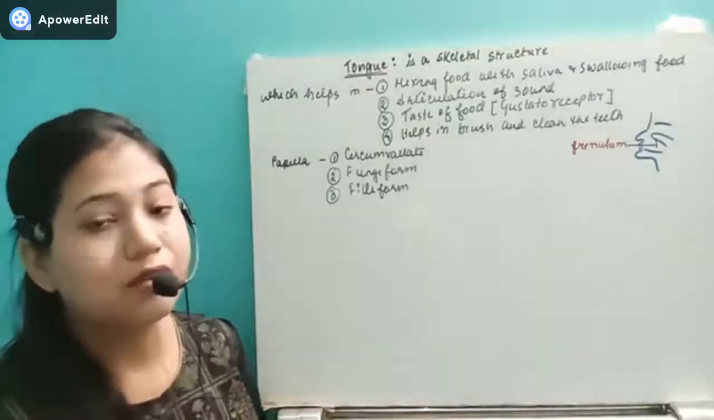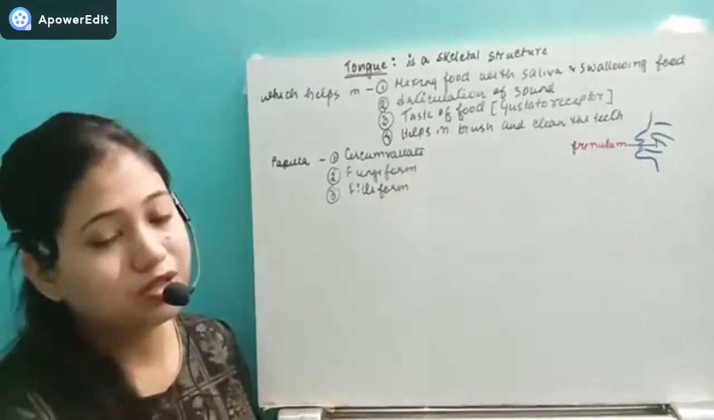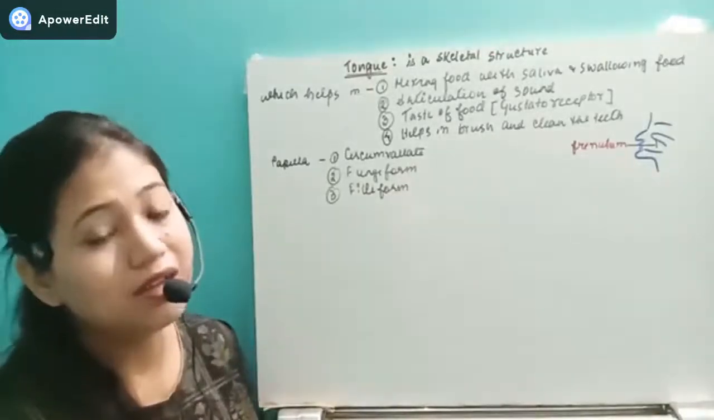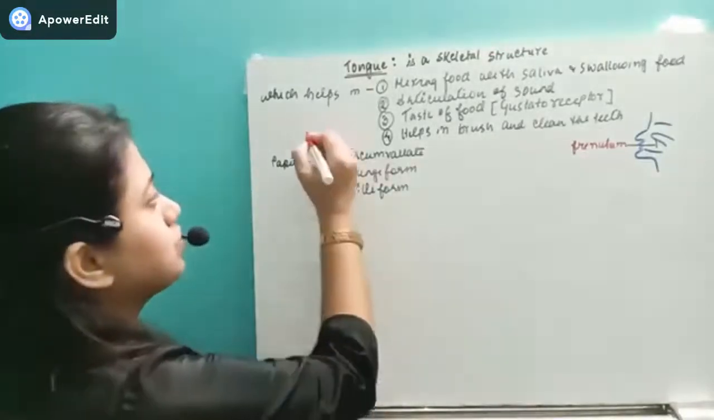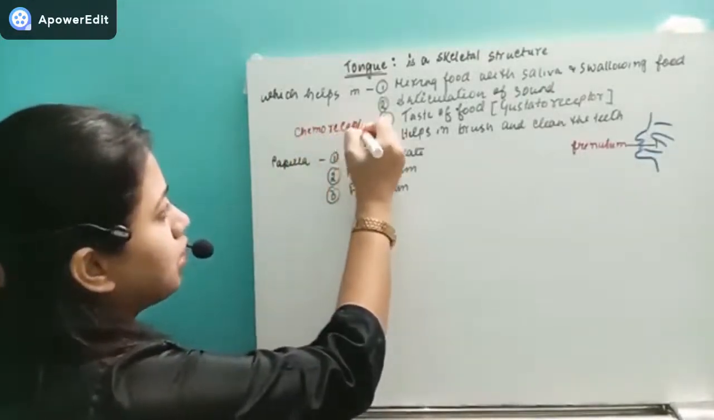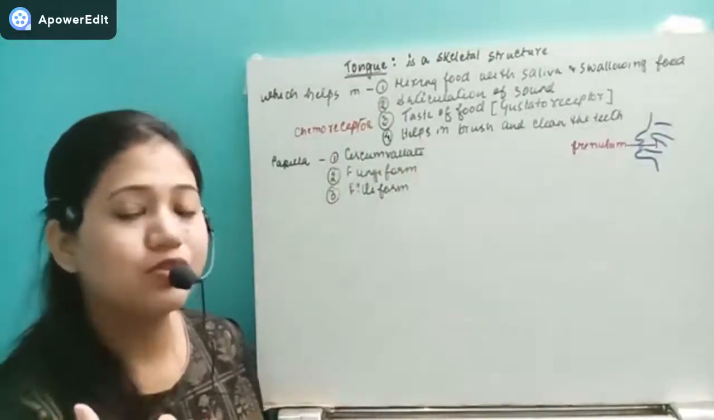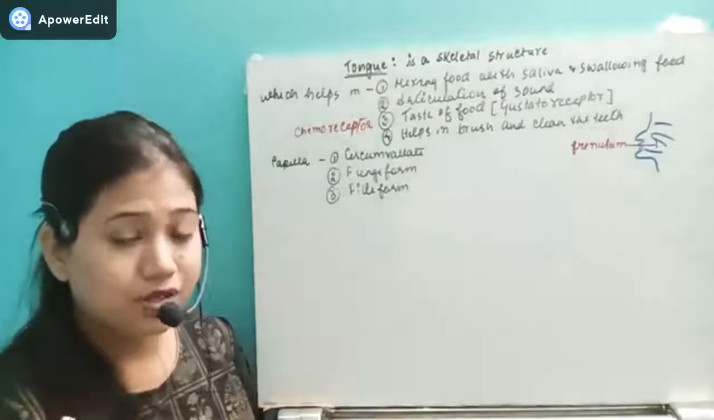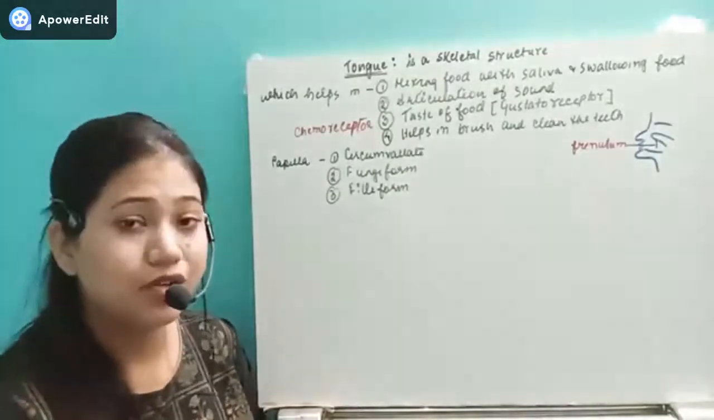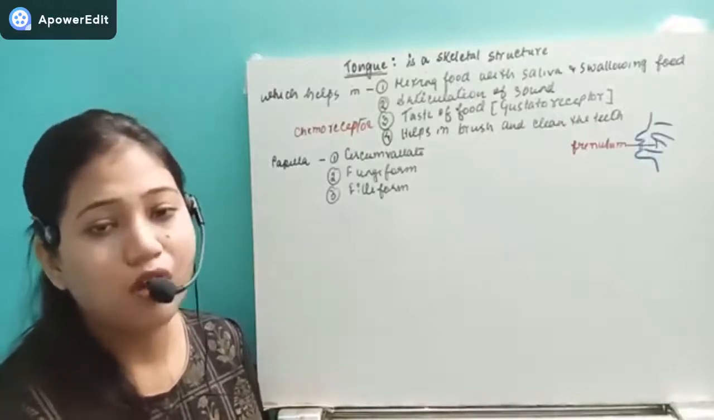Next one, the tongue is a very important organ that helps in the tasting of the food. That means it is a chemoreceptor, it can understand the taste of the chemical. In our body we have two chemoreceptors. One is the nose, which can sense the smell of any chemical, and the other is the tongue, another chemoreceptor which can taste any type of food.